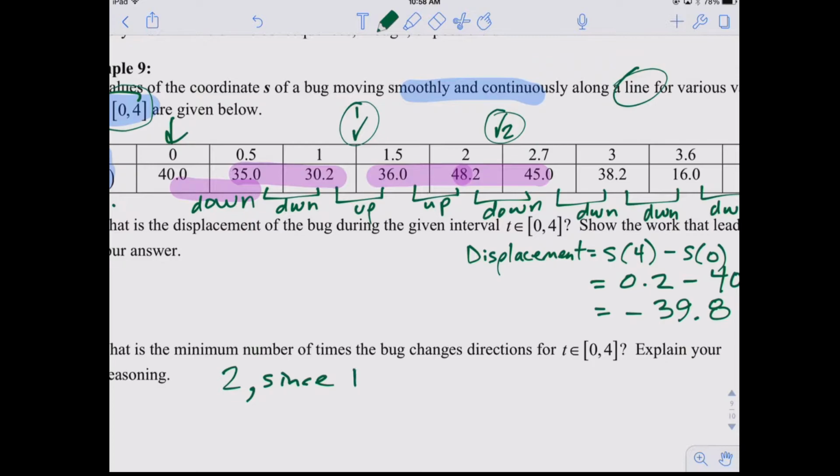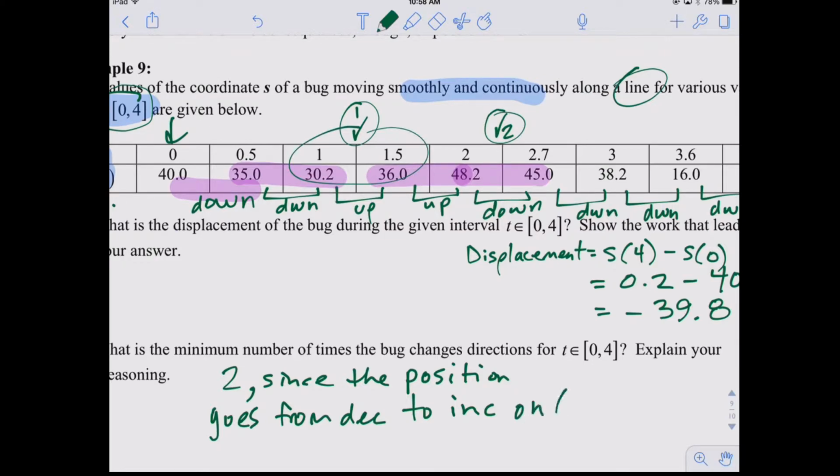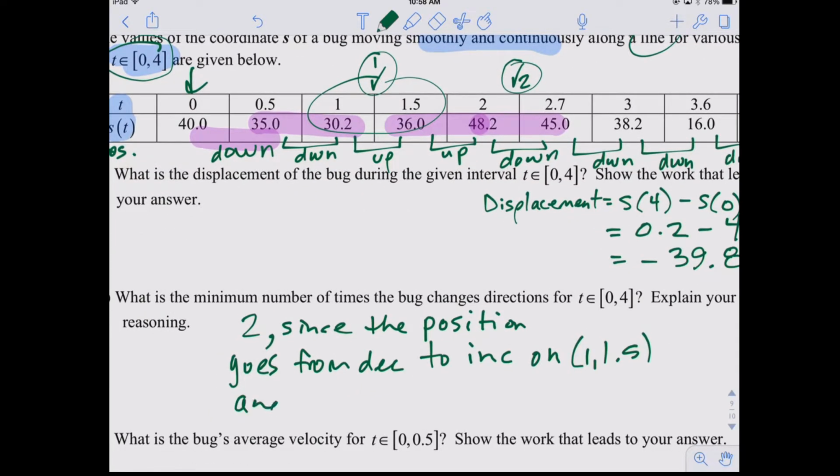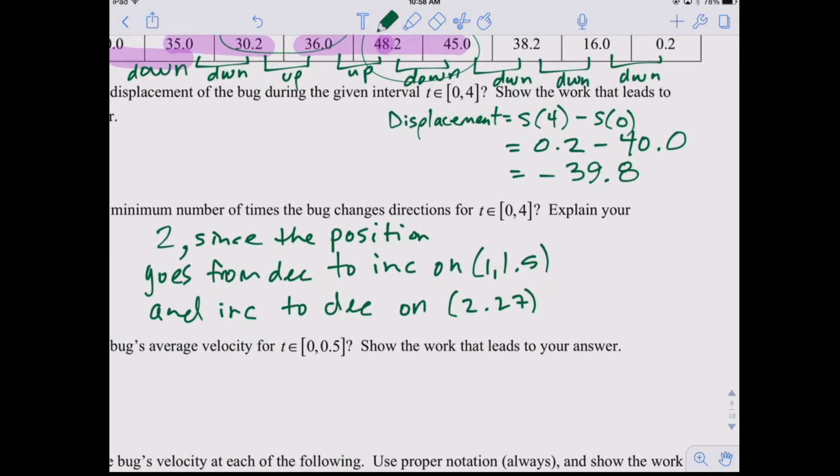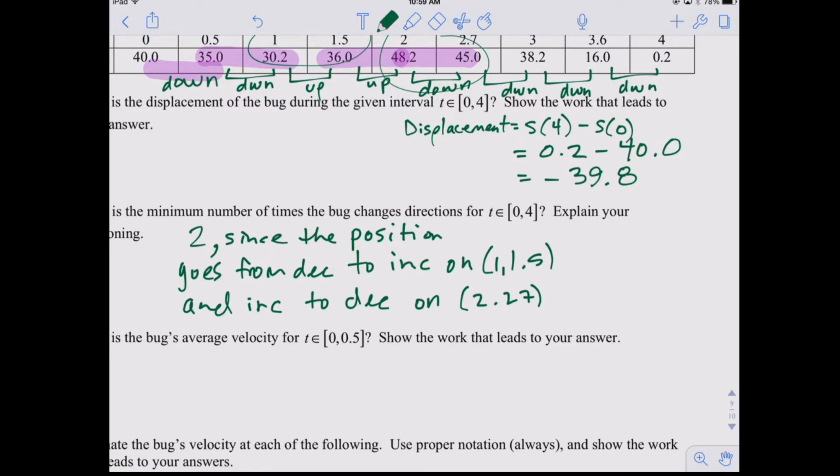Since the position goes from decreasing to increasing, where does that happen? Yeah, on the interval from 1 to 1.5, and increasing to decreasing somewhere on the interval from 2 to 2.7. Do we need to say something about the fact that the bug is doing this smoothly and continuously as well? We kind of do. That's part of the reasoning, right? Because even though they told us, it is an important part of why we know it has to change direction, because it can't just be in one place and the other without changing directions.